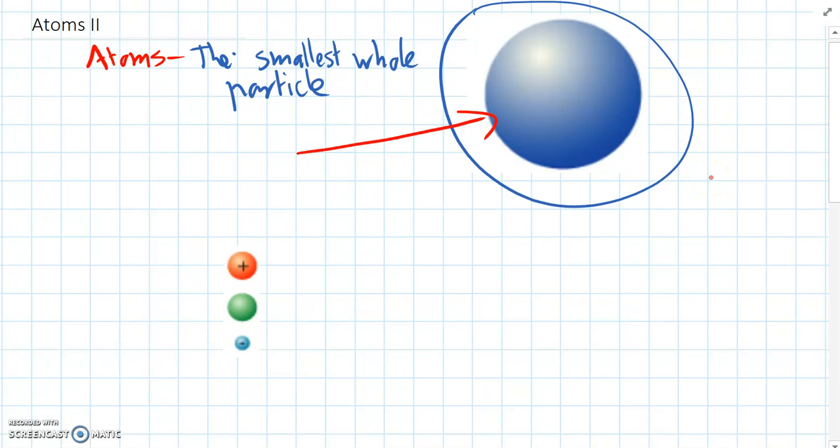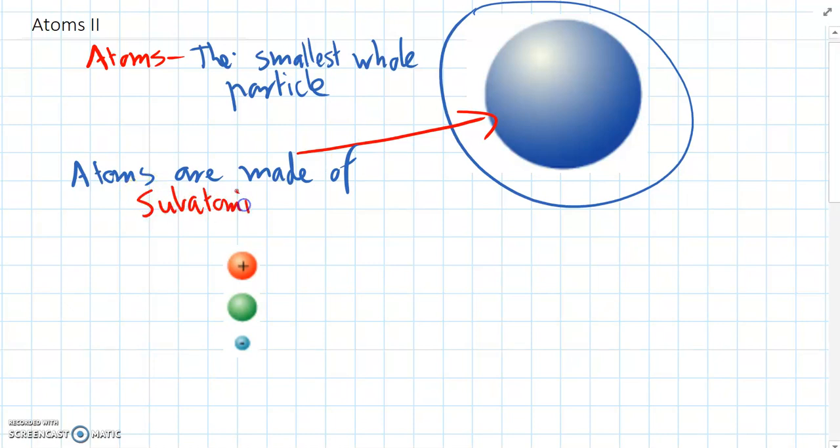Because over time, scientists have discovered that there's actually smaller things that make up atoms themselves. So, the things that make up atoms are called subatomic particles. Atoms are made of subatomic particles.